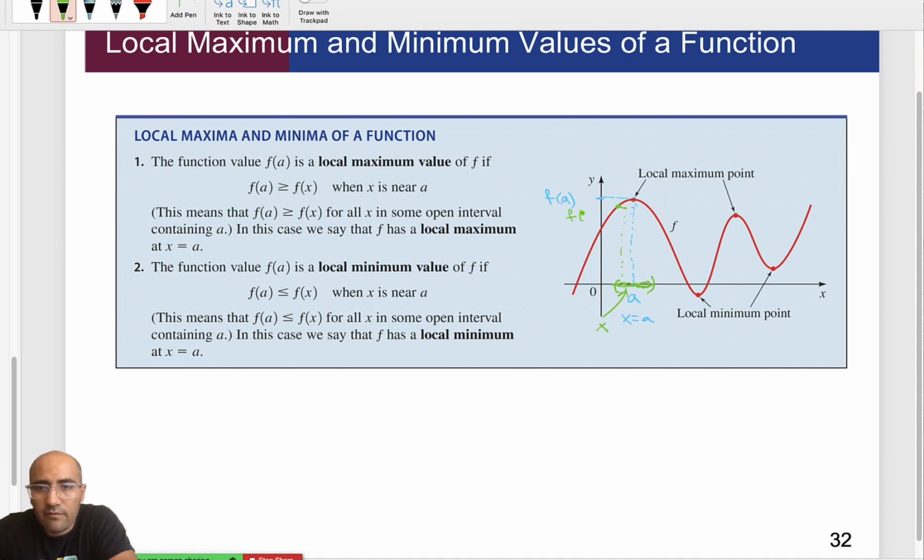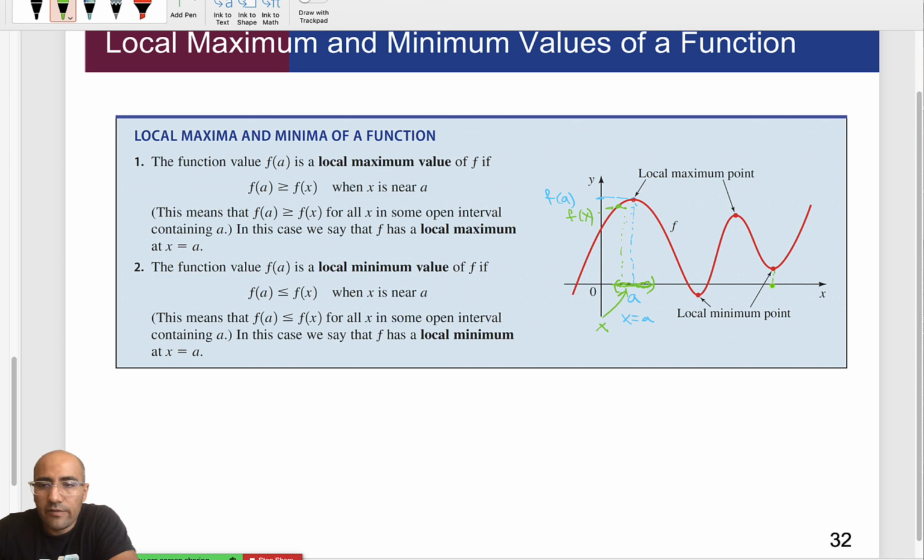For any other x value in this little green zone, not including a, of course, it's always true that f of a is bigger than f of x. That's what this is saying. F of a is greater than or equal to f of x whenever x is near a, and that's what defines a local maximum. And then similarly, a local minimum.